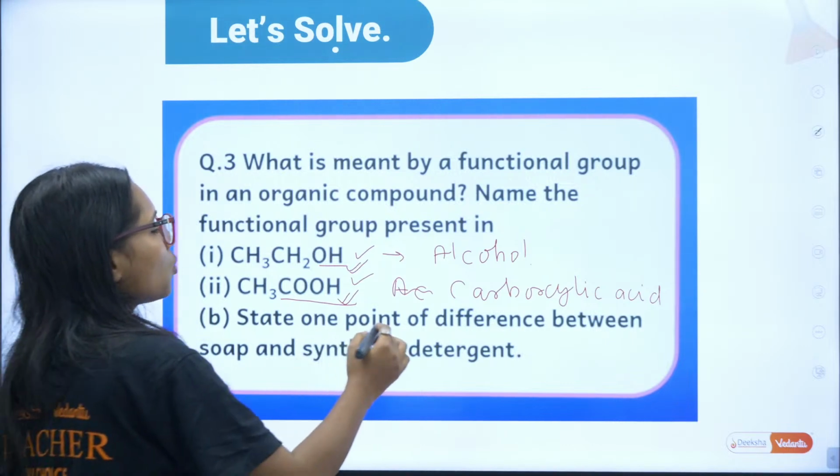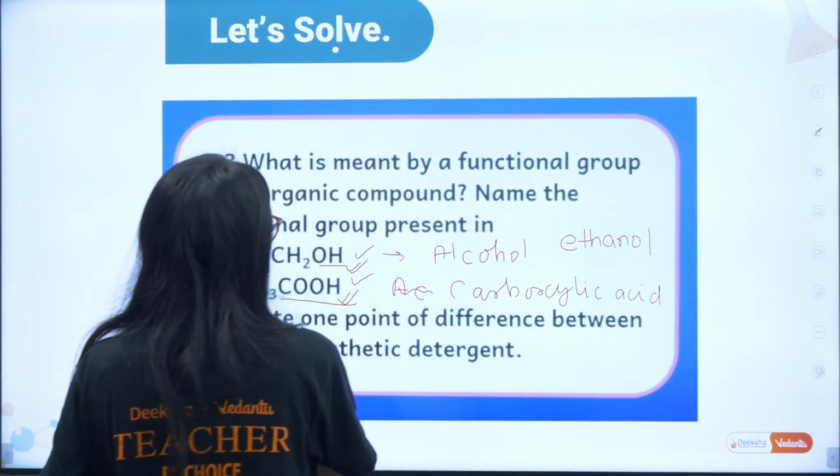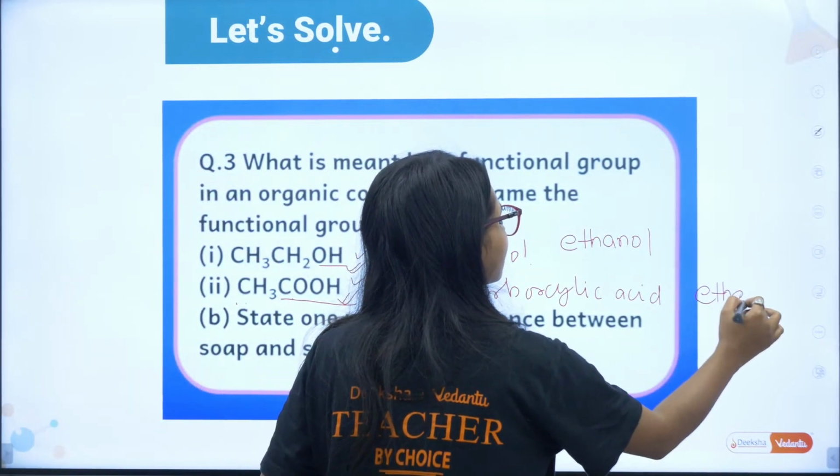2-carbon alcohol. What will be 2-carbon alcohol? It is going to be ethanol. What would be the 2-carbon acid? It is going to be ethanoic acid.